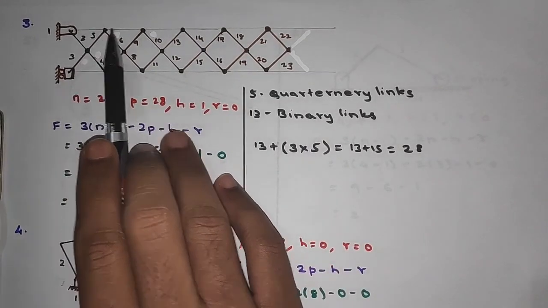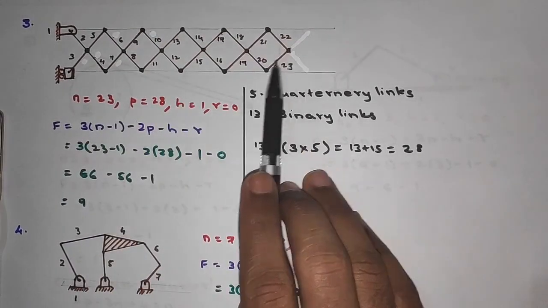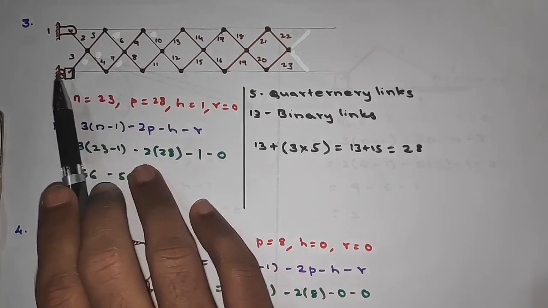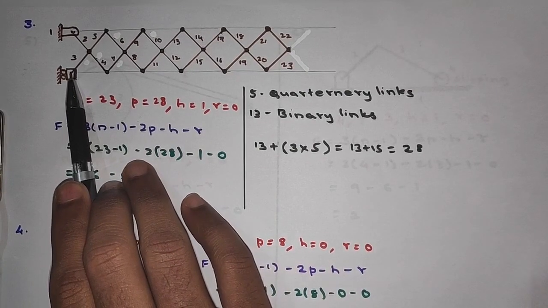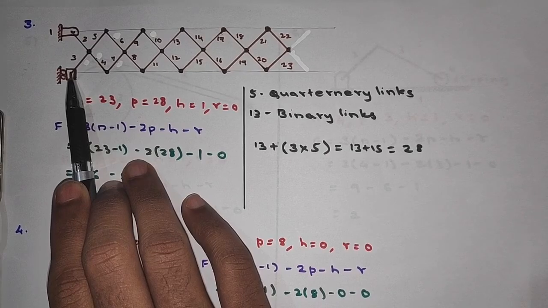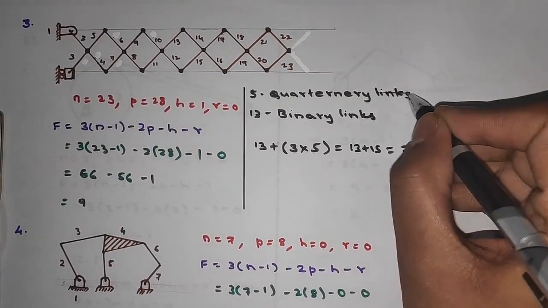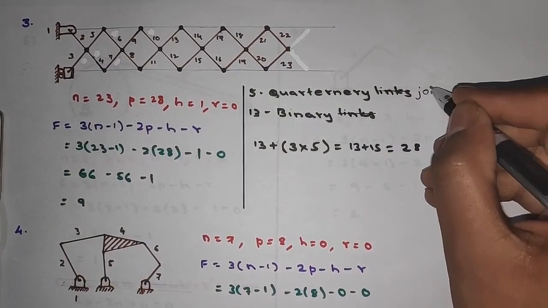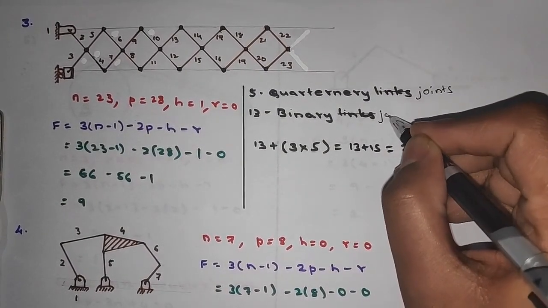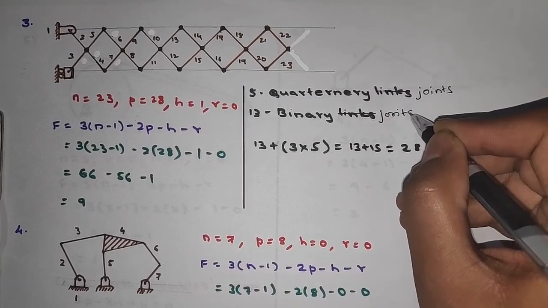So 1, 2, 3, 4, 5, 6, 7, 8, 9, 10, 11, 12, and this is 13. So we have 13 binary links, or you can say joints. So this is not links here, this is joints. So for both these are joints. So this is a binary joint and this is also a binary joint.